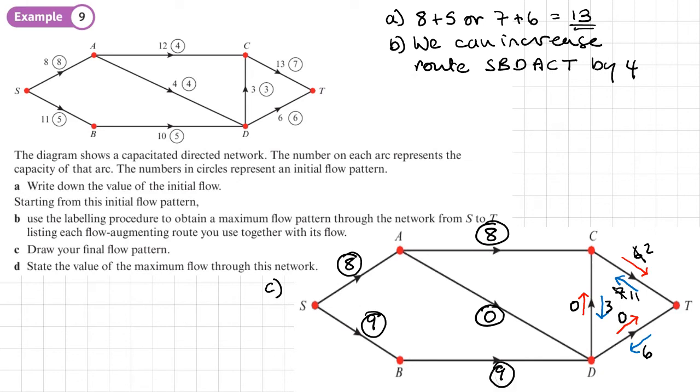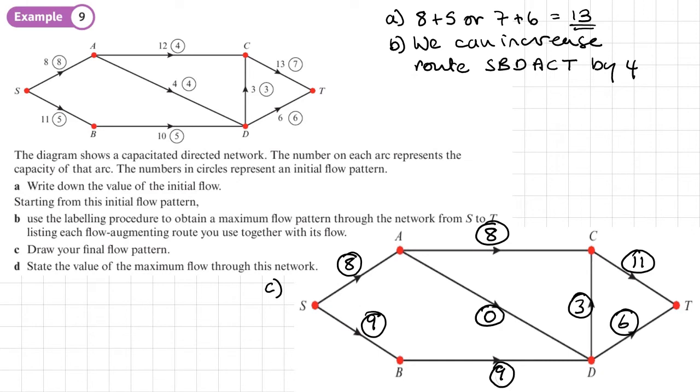For arc CD, that's going to be 3. That's my backward arrow, the value of my backward arrow, 3. Then the value of my backward arrow here is 11, so that's going to be 11 C to T, and then finally D to T is going to be 6. So that's my final flow pattern.